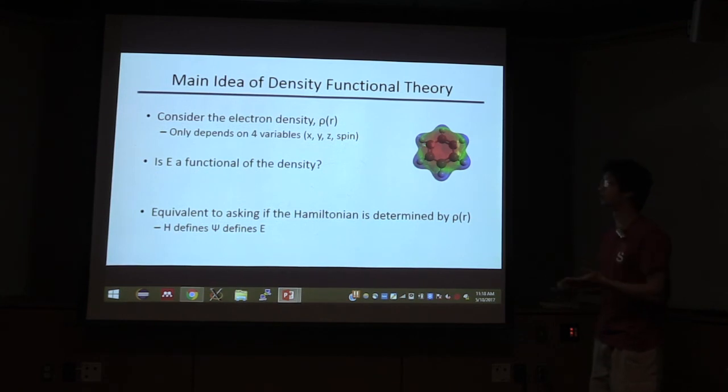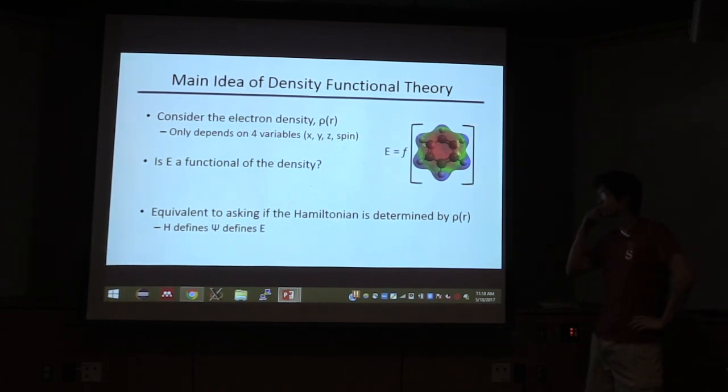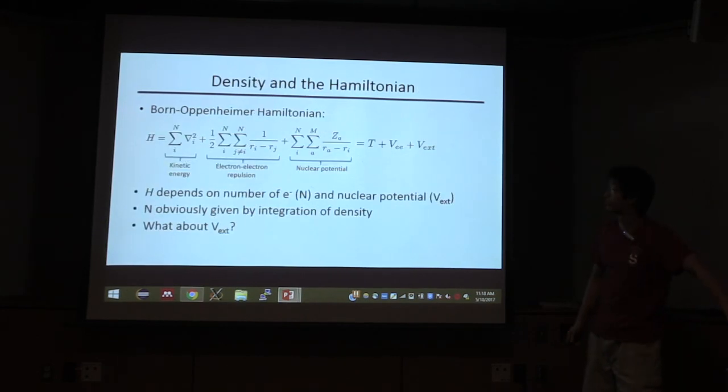It would be nice if we could use the density, but it's still unanswered whether there is an expression for the energy in terms of the density. That is, is energy a functional of the density? Answering this question is essentially equivalent to asking if the Hamiltonian can be determined strictly by the electron density, since the Hamiltonian defines the wave function, which defines the energy. So we just need to see if the density defines the Hamiltonian.